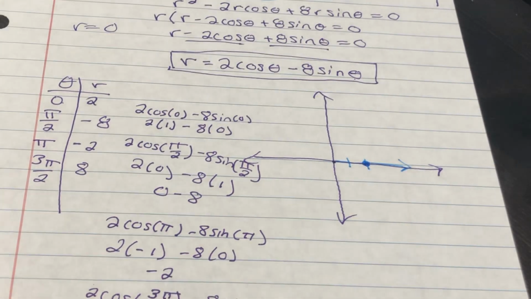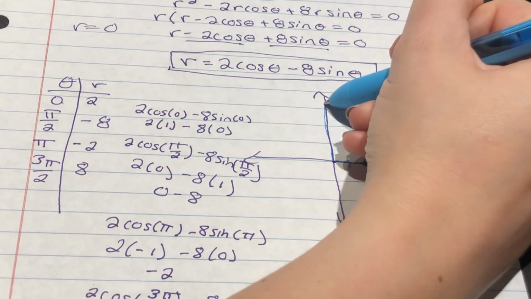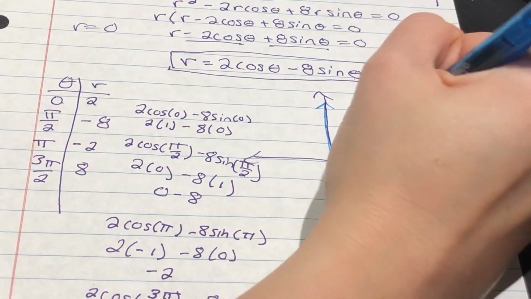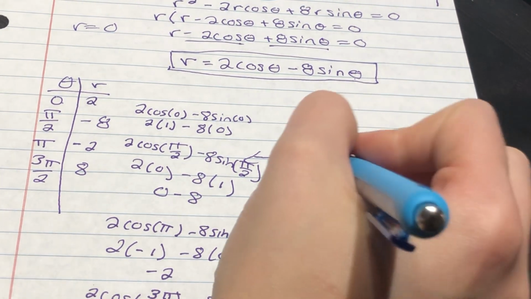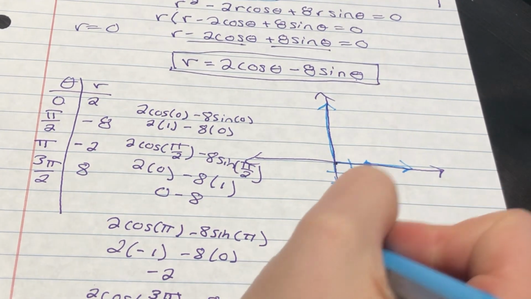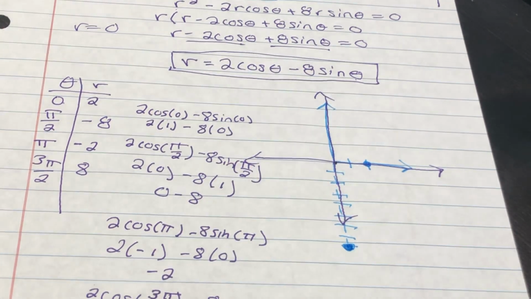At pi over 2, I'm going to have a point at negative 8. So remember, if this is pi over 2 and I need negative 8, I would go on the other side. I would go 8 on the other side. So I'm going to go 1, 2, 3, 4, 5, 6, 7, 8. Okay, put a point there.